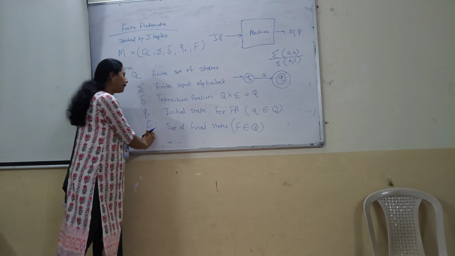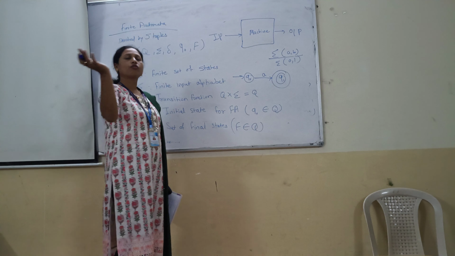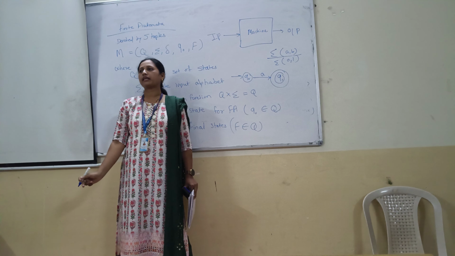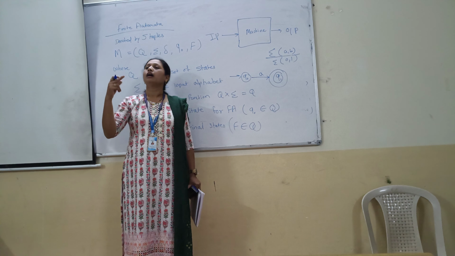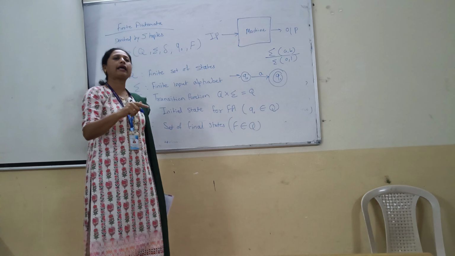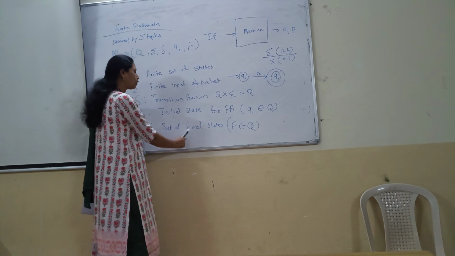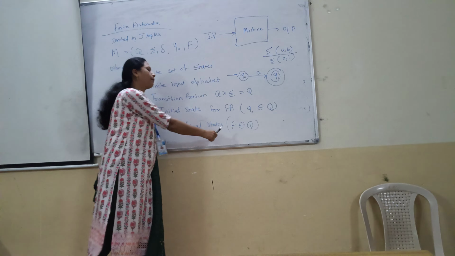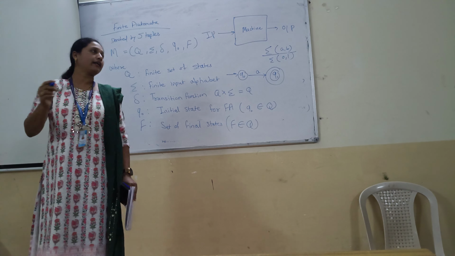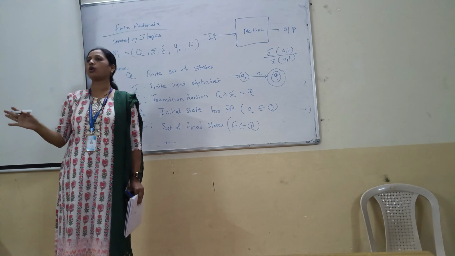Clear? Now F is the set of the final states. Students, here which is the final state? Q1. Q1 is a final state. But it may happen that you require two final states. You can have one or more final states. That's why it is a set of final states, that is, this F belongs to Q. And Q means what? It is a finite set of the states. Clear to all? Okay.